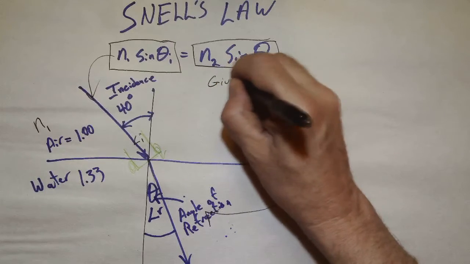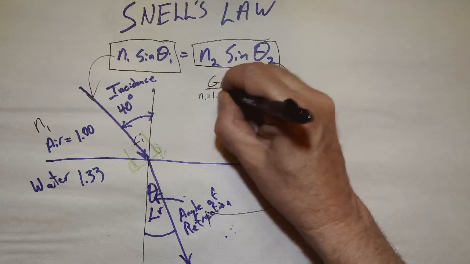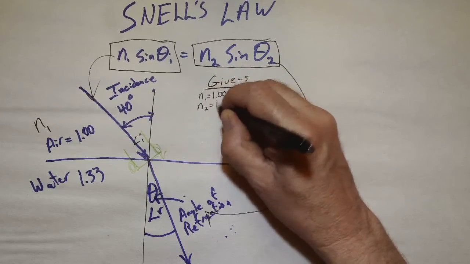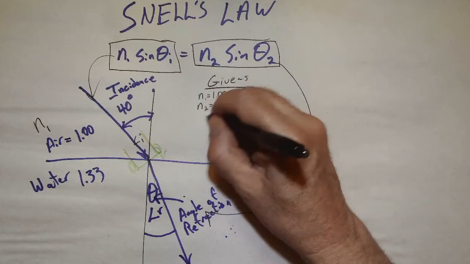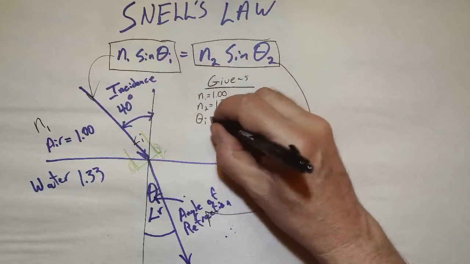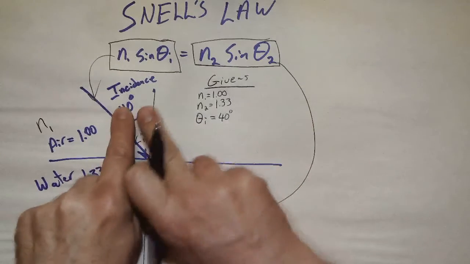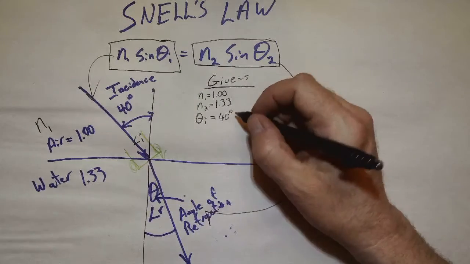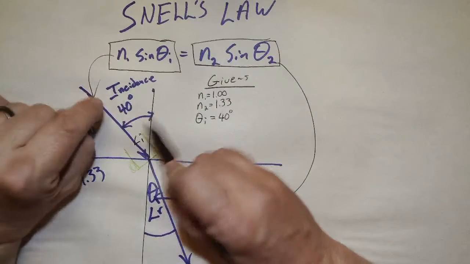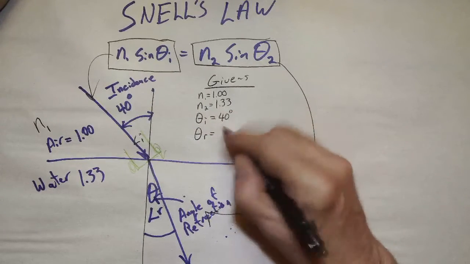Givens: n1 equals 1.00, n2 equals 1.33, theta I, the incident angle, equals in this case 40 degrees. Notice I haven't measured that. I'm just putting these numbers in. When we start doing this with protractors, you have to measure very carefully, but you know how to do that. I'm just saying it's 40 degrees. And now we can predict what theta r would be in this case.